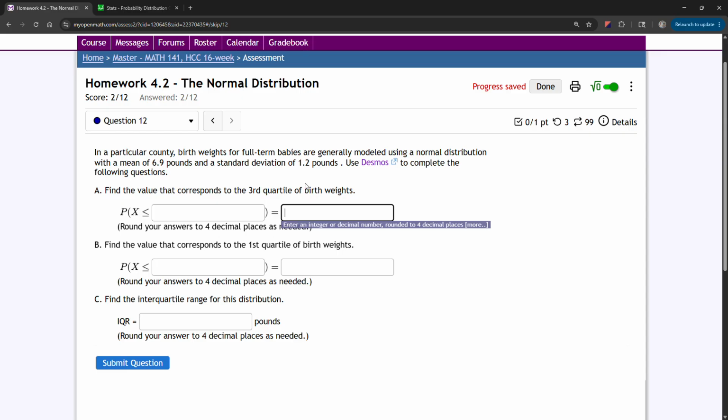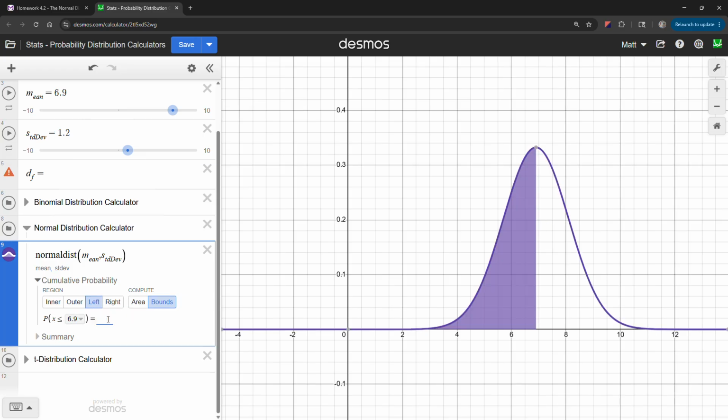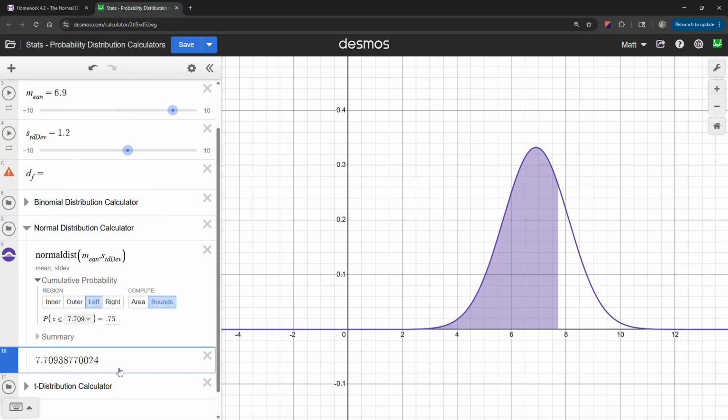In part A, we want to find the value that corresponds to the third quartile of birth weights. This is going to require us to know that the first quartile is equal to the 25th percentile, the second quartile is the 50th percentile, and the third quartile is the 75th percentile, or 0.75 quantile. So we want to know what value would be the 75th percentile. We'll change this to, again, compute bounds and a left probability statement, and we get the value 7.7094.